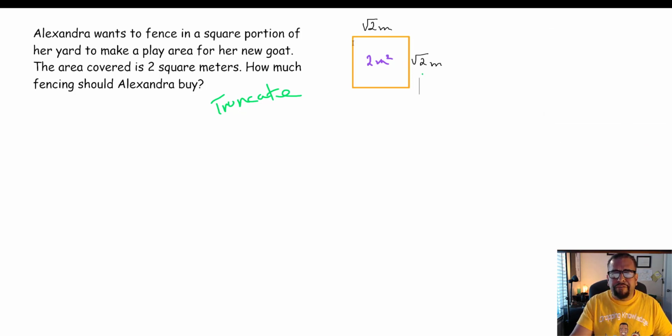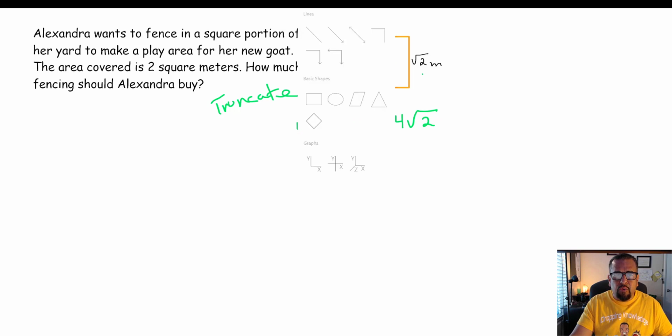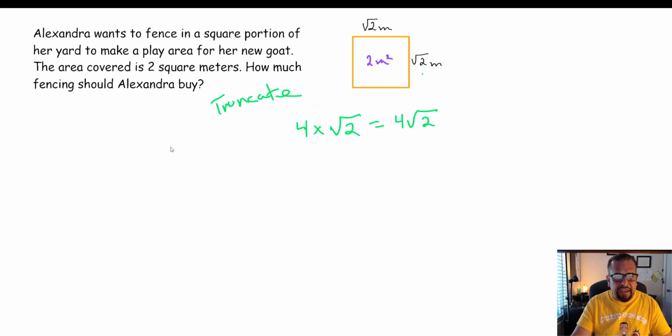Now remember, we're going to fence this part. This is the part of the yard that we're going to fence off. So actually what we're looking at is the perimeter. So we have 1, 2, 3, 4 of these root 2s. So that would be 4 times root 2. But we don't actually write it this way, and I don't want you to write it that way either. I want you to write it like this, 4 root 2. This is what that means. So the question once again is, where is this? Let's put my number line up here, and we're going to take 4 root 2.